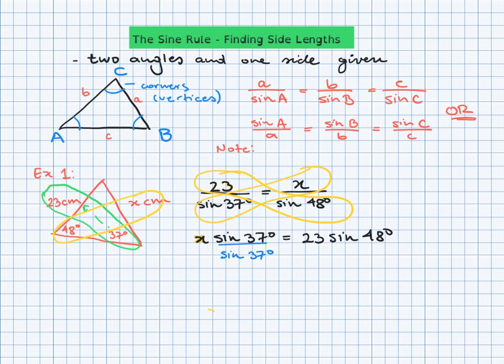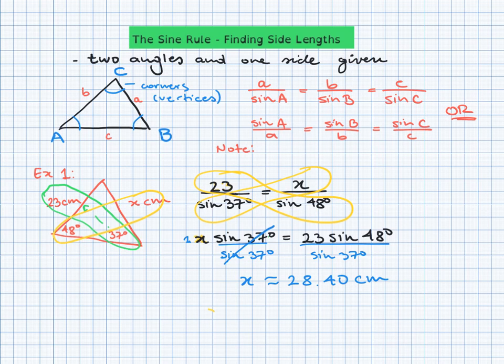Because we want 1x, only one, not sine 37 next to it. And this, when we cancel out, is going to give us 1. Remember, whatever you do on one side, you have to do to the other. So divide by sine 37, and this is going to give us x equal to approximately 28.40 centimeters. So this is the first example.